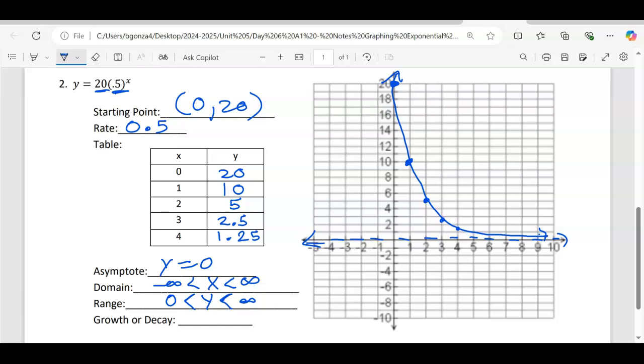And last but not least, is this growth or decay? Decay? All right. Because it goes down to the right and the rate is less than 1.